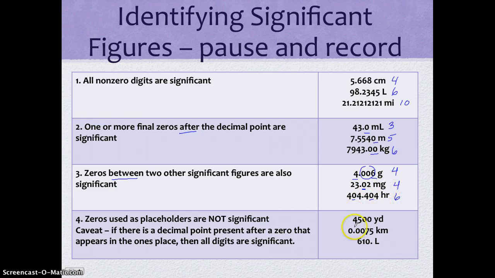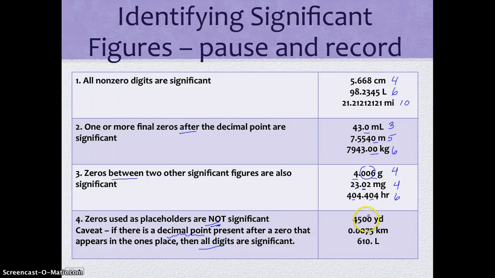Okay. The last rule says zeros used as placeholders are not significant. Now here's a little caveat. If there's a decimal point present after a 0 that appears in the ones place, then all digits are significant.